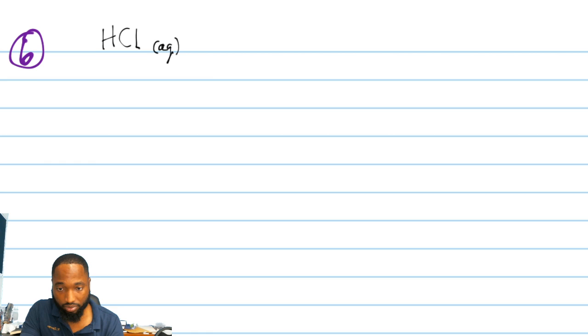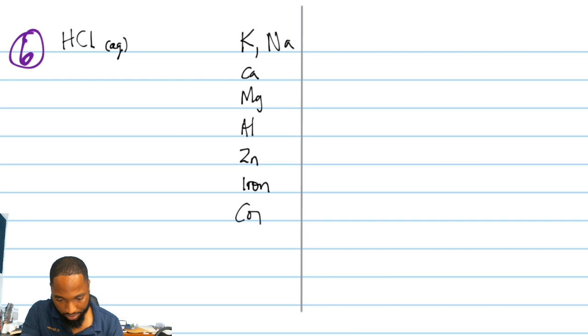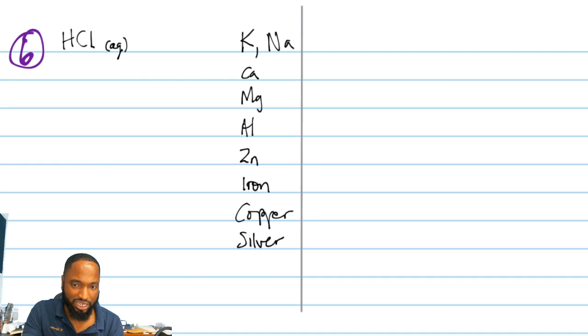So with HCl, how are we going to do this? You just need to know vigorous, violent. All right, we're going to do the whole table. Potassium, sodium, calcium, magnesium, aluminium, zinc, iron, copper, silver. I put in those that get tested, and that's why you see me leaving out the lead.